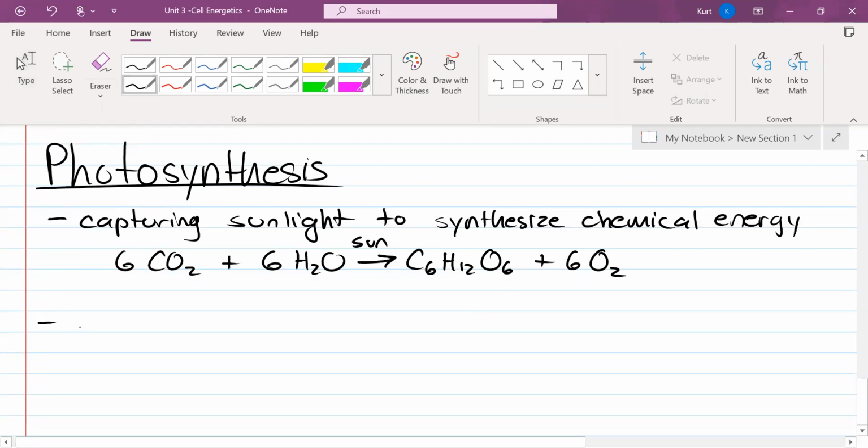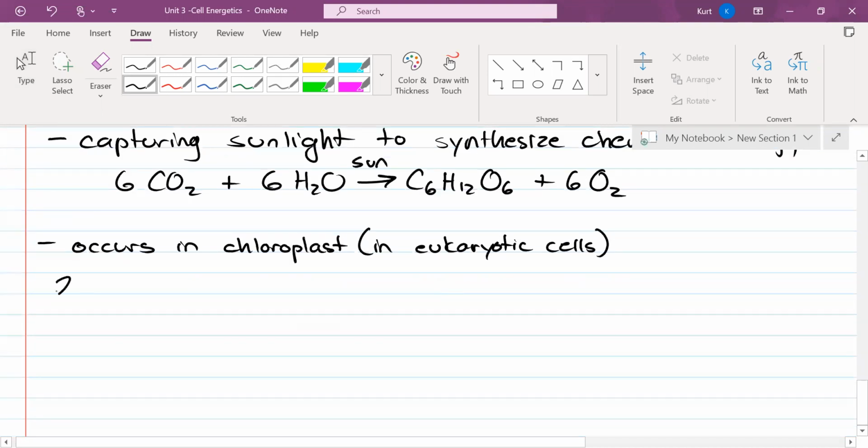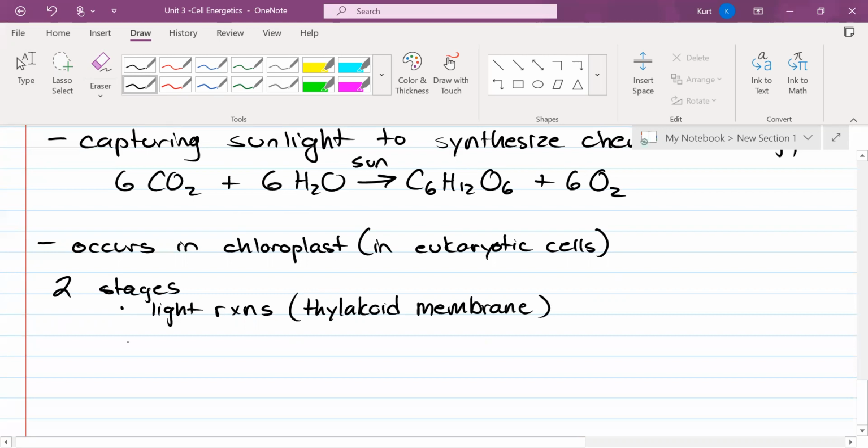It occurs in the chloroplast in eukaryotes. Remember that the chloroplast is a result of the endosymbiotic theory. It used to be its own organism, which was a photosynthetic prokaryote. It has 2 stages. The light reactions, Rx and S is an abbreviation for reactions. This takes place in the thylakoid membrane. And the Calvin cycle, which takes place in the stroma.